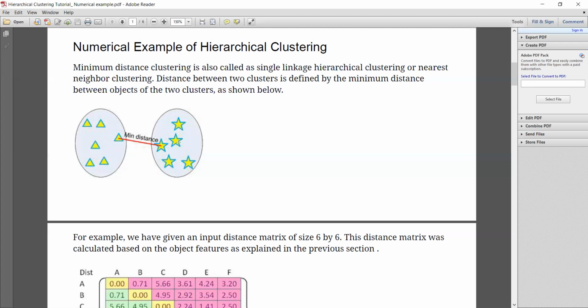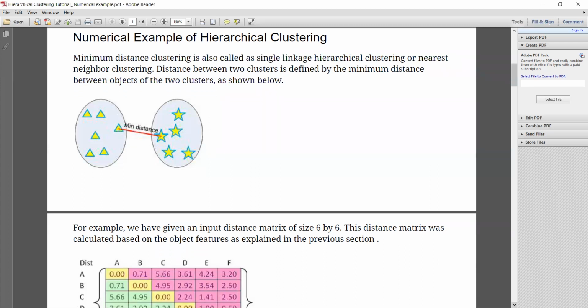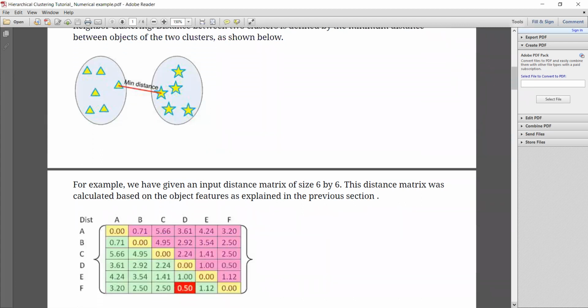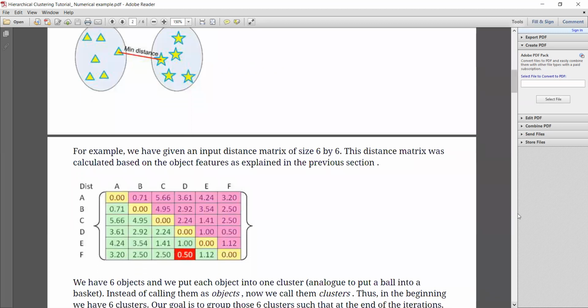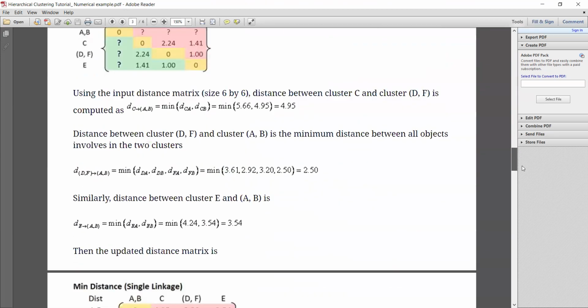Here a star is one cluster and a triangle is another cluster. So this minimum distance is nothing but the distance between the nearest points of these two clusters. Now we can discuss how to solve an example using this method. Assume your data set is given. My data set can be two-dimensional or three-dimensional data. Here this data set is two-dimensional.